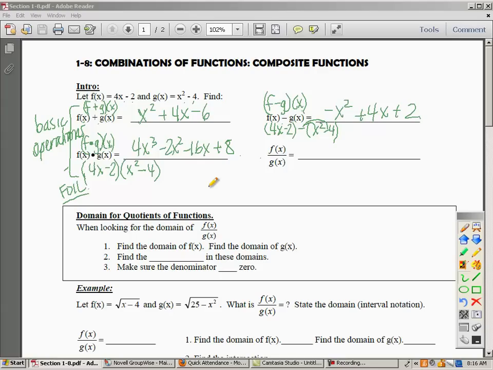The final one says take f and divide it by g. Your book writes it this way, f over g of x. So I want you to see that. We're going to take our top function, 4x minus 2, and we're going to divide it by x squared minus 4. The biggest thing though with division, you have to see, one, can you simplify it, and two, what numbers can't you have? The only way to simplify is to pull factors out on top and bottom.